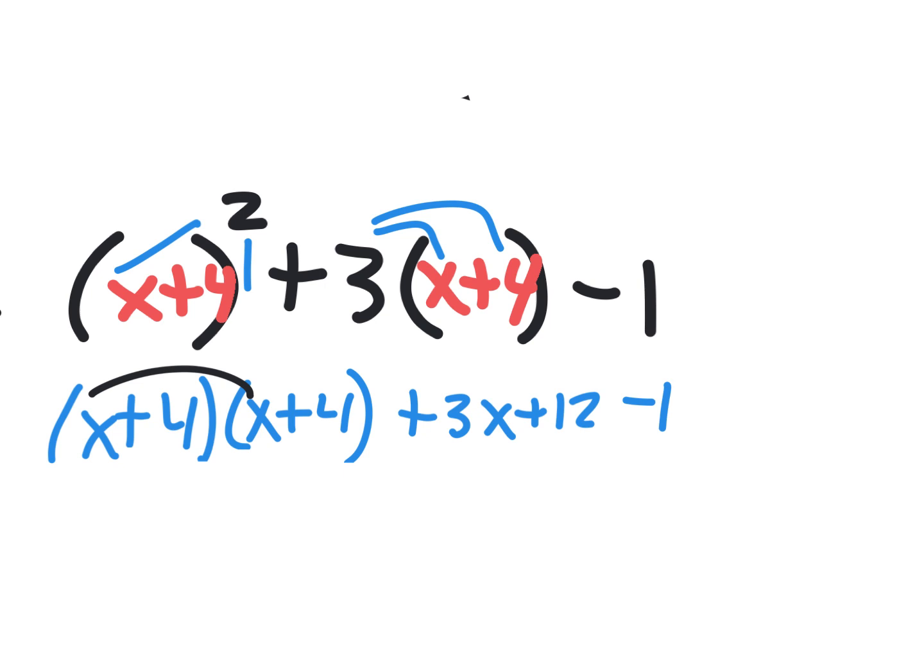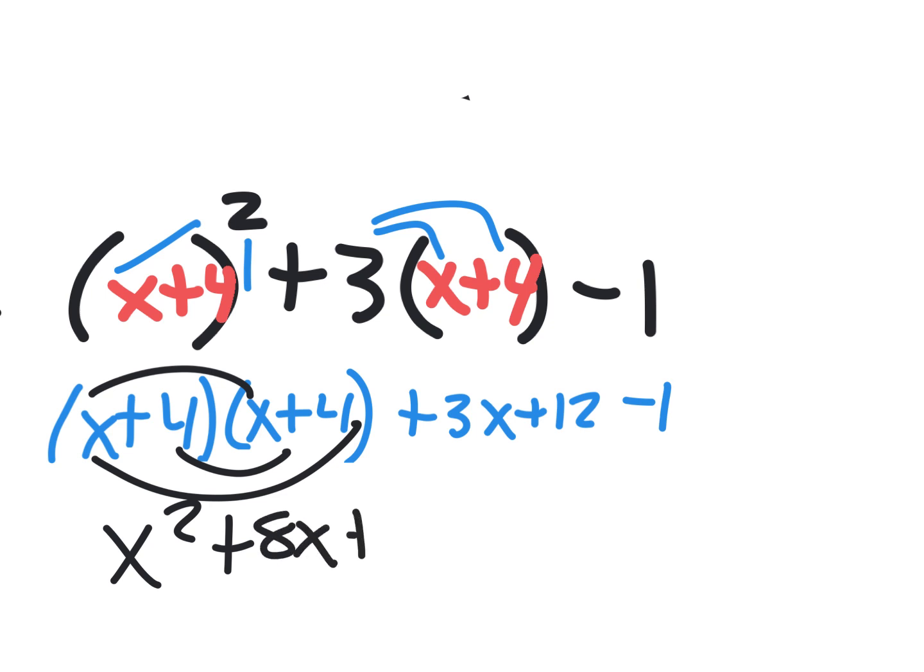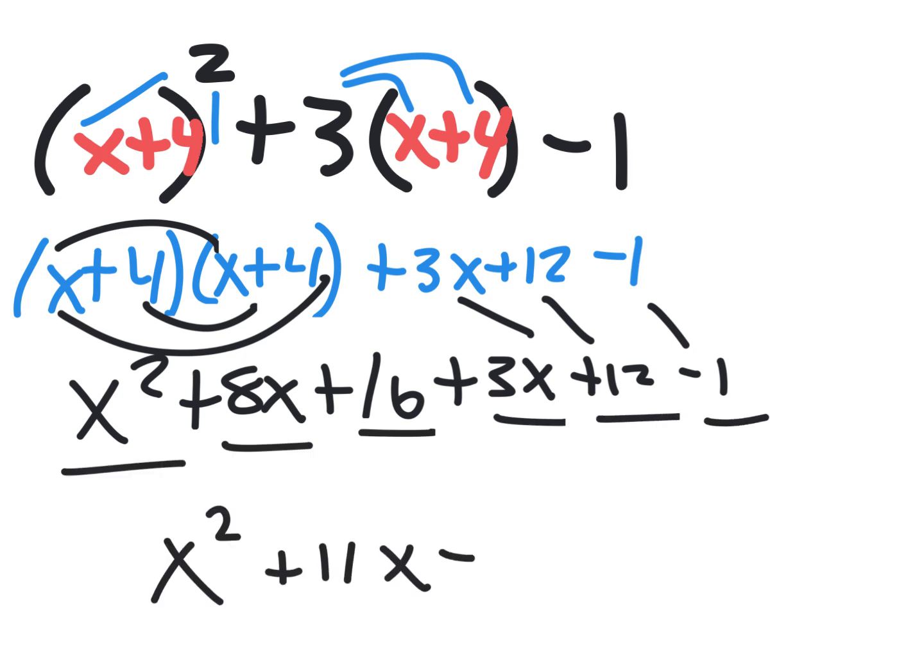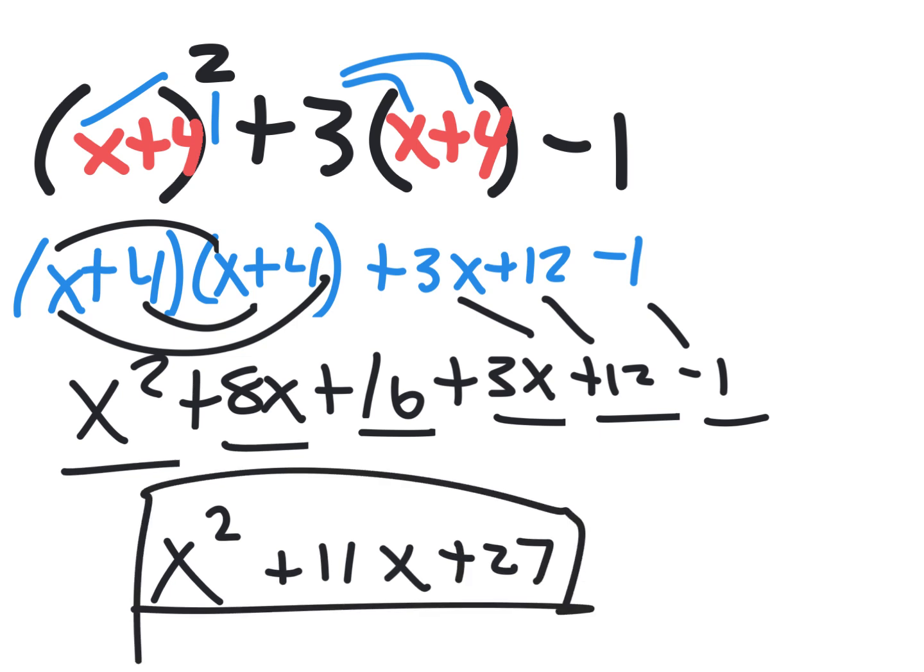Take a second, finish it all off, get your answer, check with the kid next to you. All right, here's the final. x squared plus 4x plus another 4x makes 8x plus 16. Now I'm just copying this. Now I'm going to put it all together. x squared, there's no other x squared, so it's just x squared. 8x goes with the 3x, makes 11x, and the 16 and the 12 makes 28. Take away 1, 27. There's what I think the final answer is. Anybody agree? All right. Any questions?